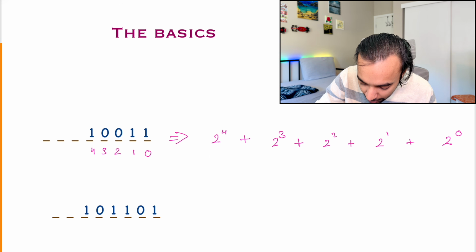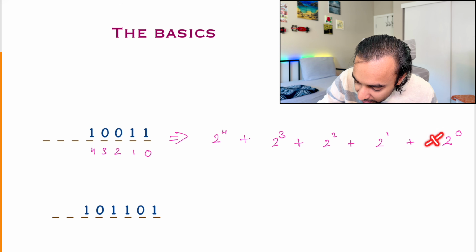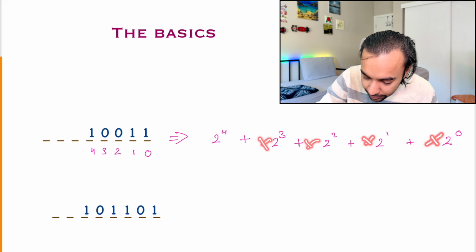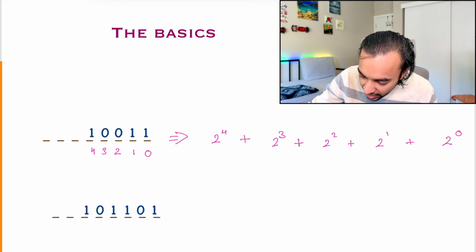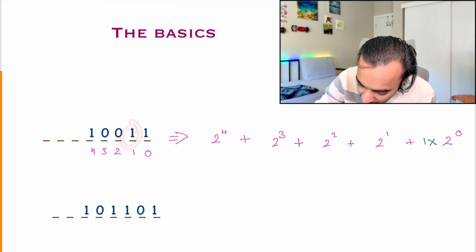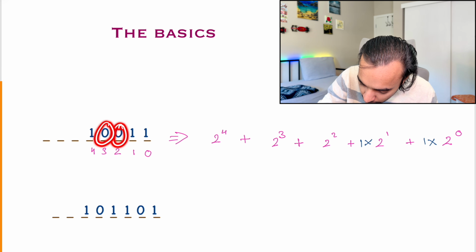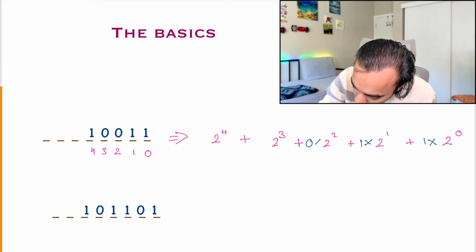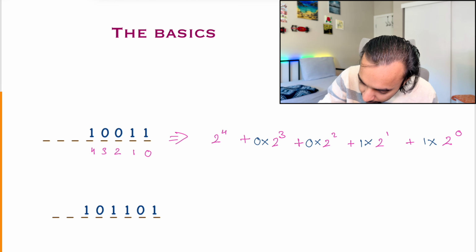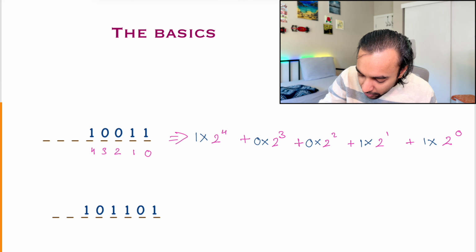Now, the next step is you take each of these numbers and then you multiply them with all of these. Starting from the very right, I get 1 into 2 to the power 0. Then I have 1 again. So I say 1 into 2 to the power 1. Then I have 0. So I'm going to write down 0 into 2 to the power 2 and 0 over here. And then in the last, I have 1 again. So I say 1 into 2 to the power 4.